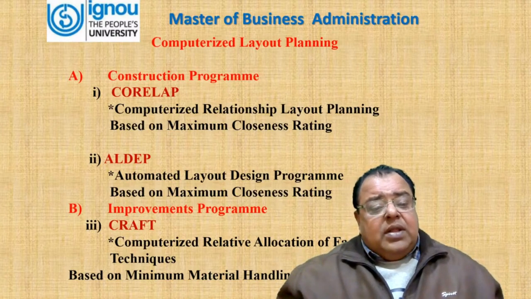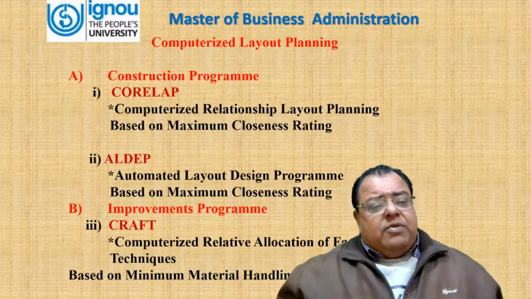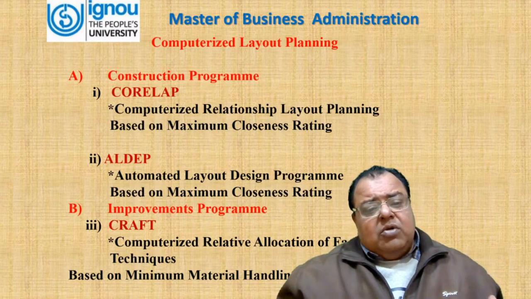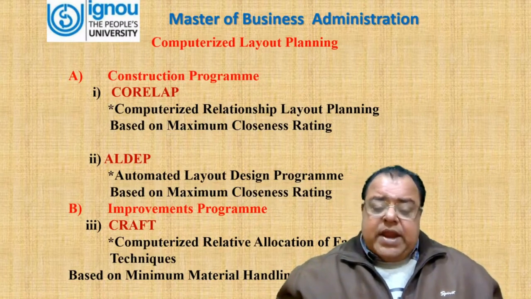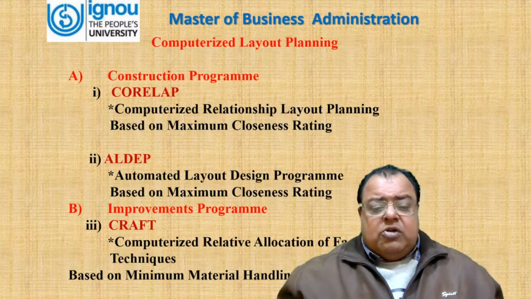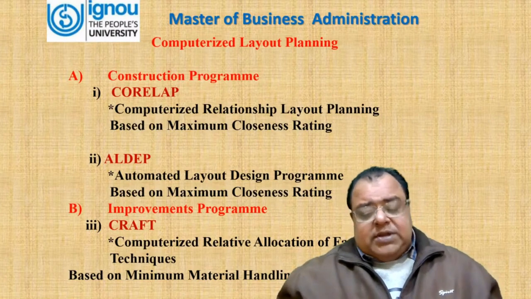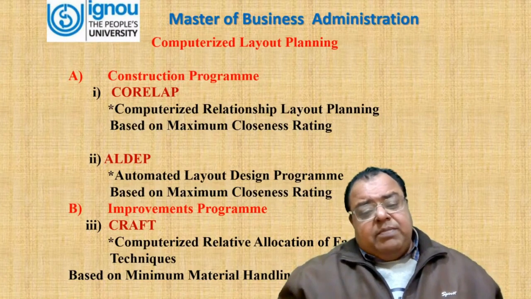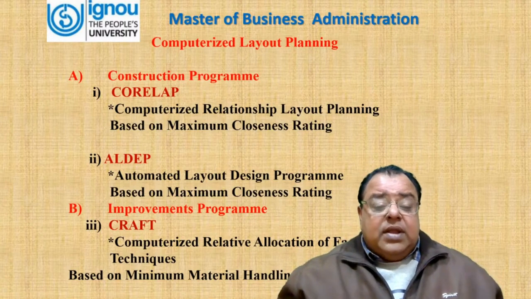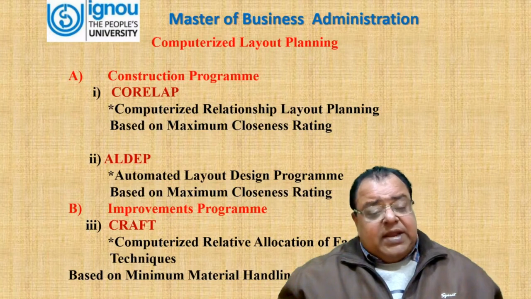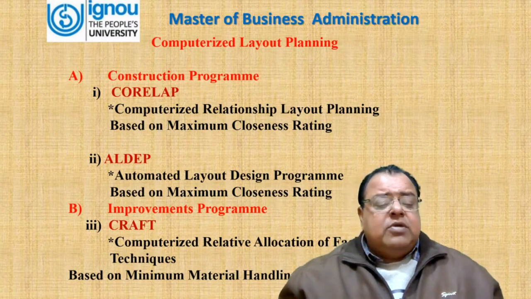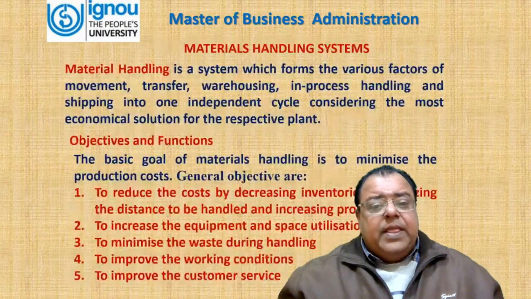If we talk about construction programs, we use CORELAP, that is computerized relationship layout planning based on maximum closeness rating. Second one is ALDEP. ALDEP is automated layout design program based on maximum closeness rating. If we talk about improvement programs, that includes CRAFT. CRAFT is computerized relative allocation of facilities technique, which is based on minimum material handling cost.